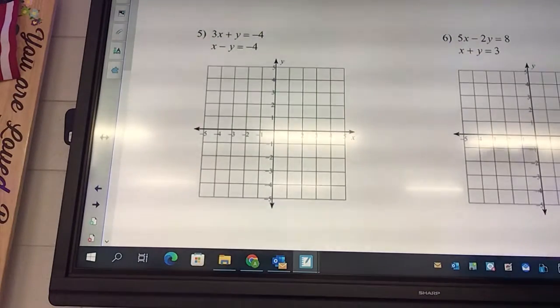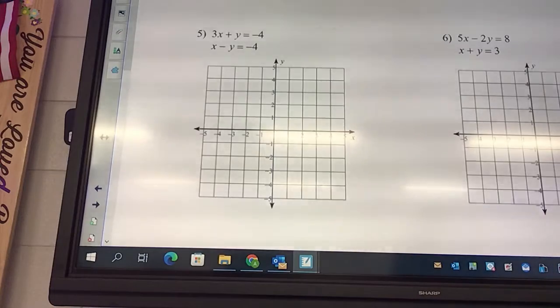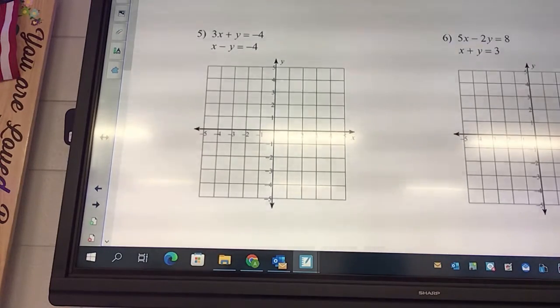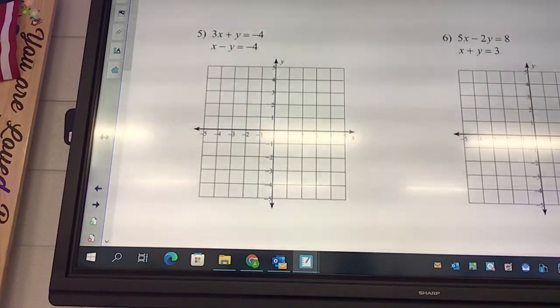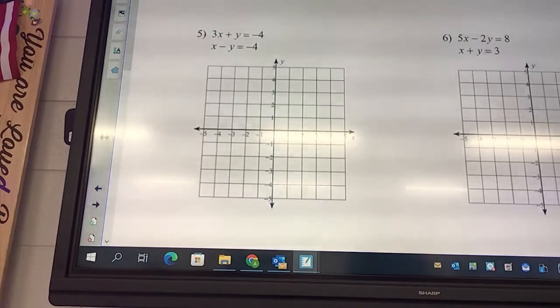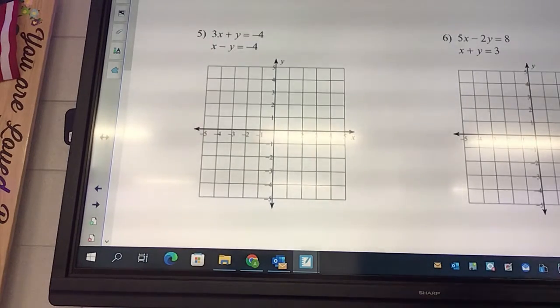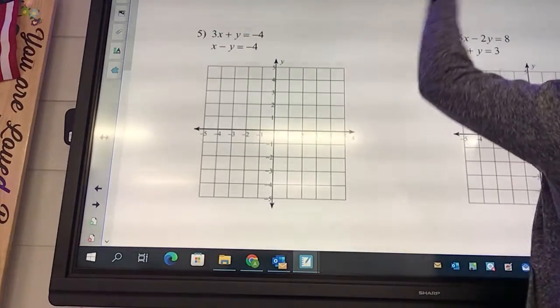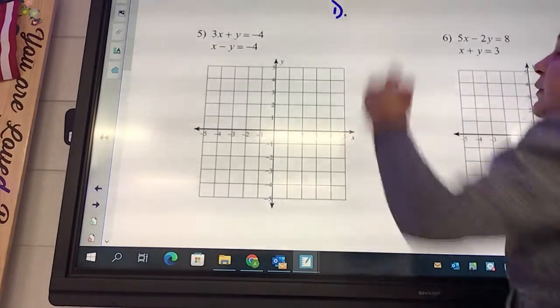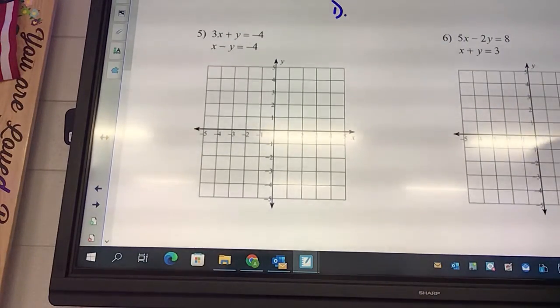Okay, look at 5. Is the y by itself? No, so we need to get it by itself before you can do anything else, okay? And I'm gonna write the steps up here today. I will not tomorrow, so make sure that you write them down.